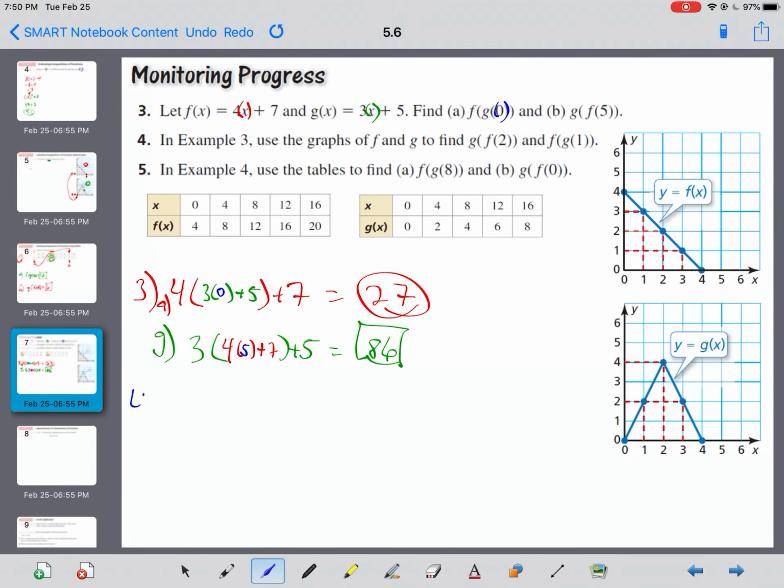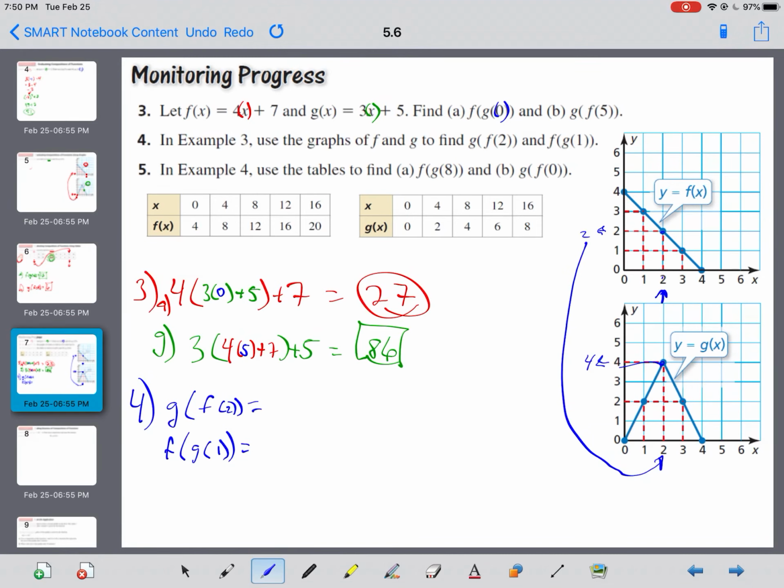Let's see. All right, I think let's try 4, a little separator. 4. F of G, there's G of F of 2 and F of G of 1. So G of F of 2 equals, and F of G of 1 equals. So we're going to start with F is 2. Take that up, figure out the output. We output at 2. That's our new input. We input at 2. We output at 4. So that one equals 4.